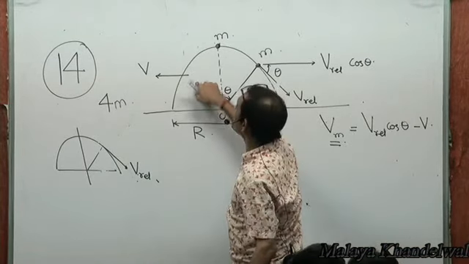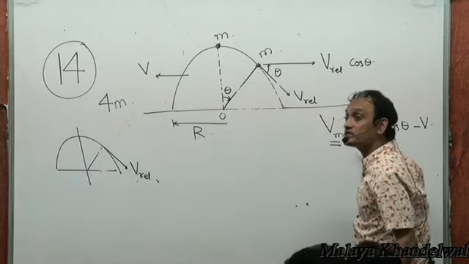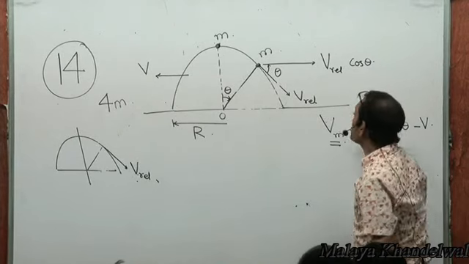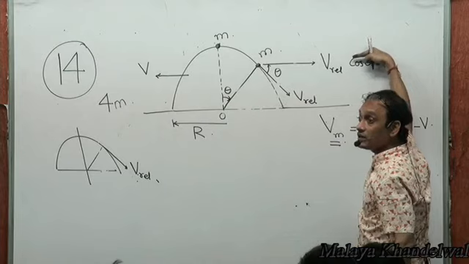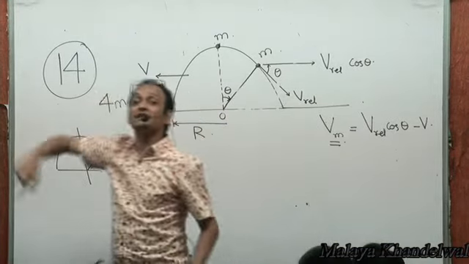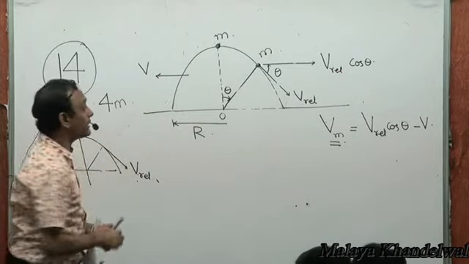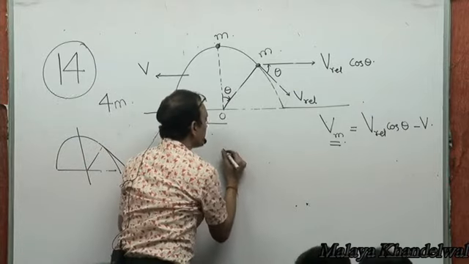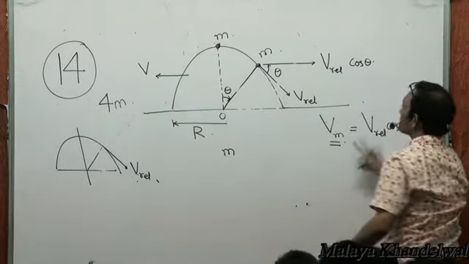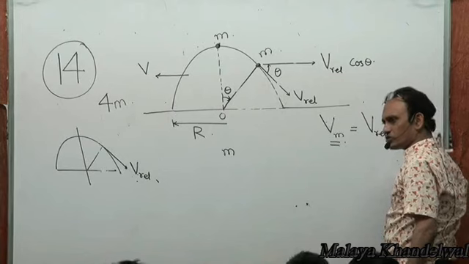The velocity of the hemisphere is v like this, and the algebraic sum of the linear momentum of the hemisphere plus the particle must be 0 in the horizontal direction. That means the linear momentum of the particle in this direction must be equal to the linear momentum of the hemisphere in this direction, so that the algebraic sum of their linear momenta in the horizontal direction remains 0, right? So m into vrel cos theta minus v, the velocity of the particle horizontally.